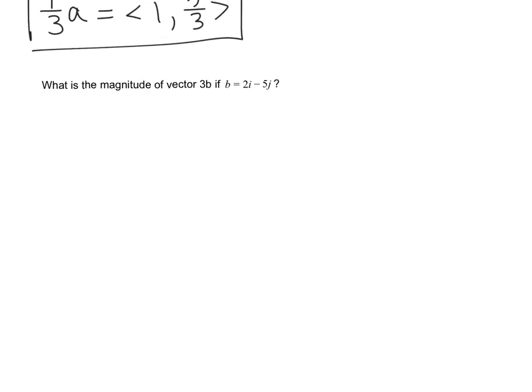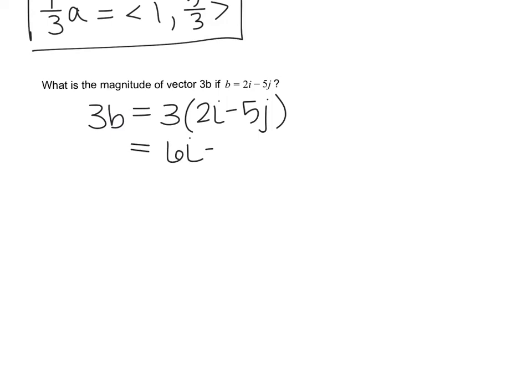Lastly, we want to find the magnitude of vector 3b if b equals 2i minus 5j. So the first thing I want to do is find 3b. So I have to do 3 times 2i minus 5j. So we're going to get 6i minus 15j.